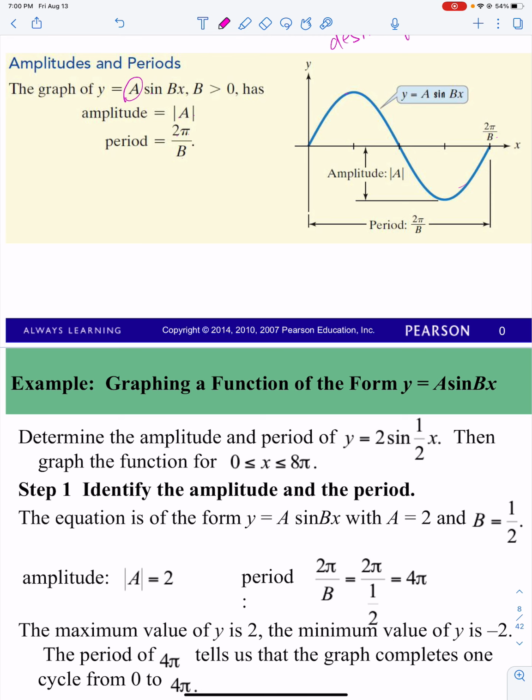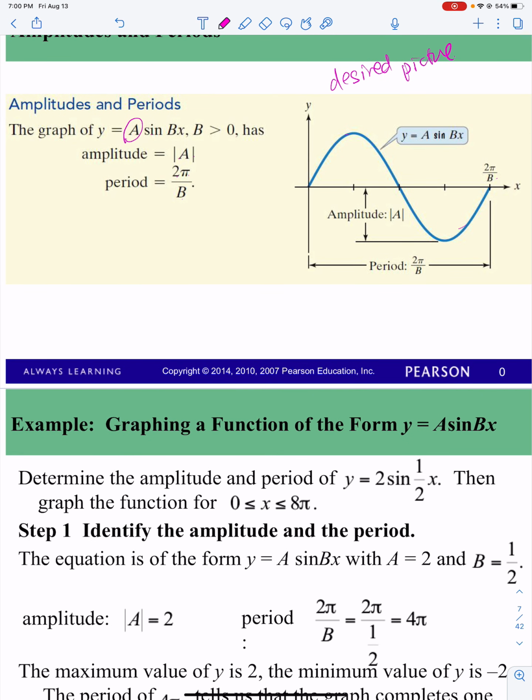Okay, so for example, y equal to 2 sine a half x. What is the amplitude? It's the absolute value of 2, which will be 2. What is the period? So what will you do? It is 2 pi divided by a half, which will be what? 4 pi. Okay, and how could you sketch the graph?